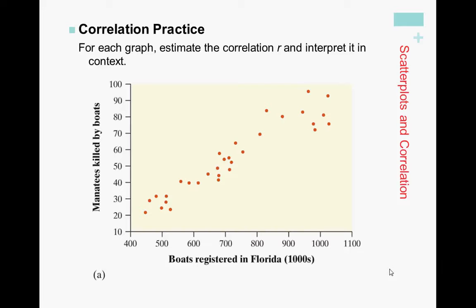Okay, the correlation here, you should have a positive number, fairly close to 1. I'd say in the 0.8, 0.9 range is probably pretty reasonable. And what we see is that there's a pretty strong linear relationship between the number of boats registered in Florida in thousands and the number of manatees killed by boats. And that as the number of boats registered in Florida increases, the number of manatees killed by boats also increases.